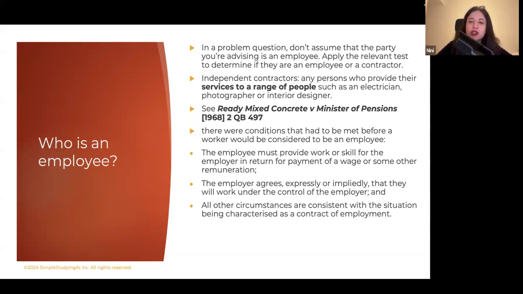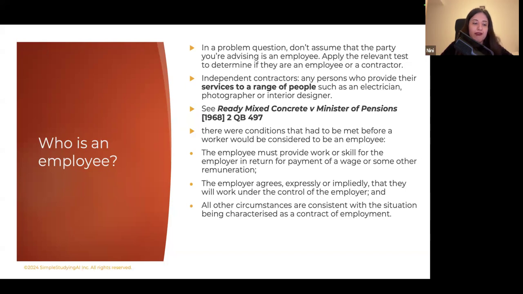The employee must provide work or skill for the employer in return for payment of a wage or some other remuneration. So this is another condition for someone to be an employee. The employee agrees expressly or impliedly that they will work under the control of the employer, and all other circumstances are consistent with the situation being characterized as a contract of employment. So there is a contract of employment, there is control exercised by the employer on the employee, and there is work or skill provided in return for a wage or remuneration. And most important here is the control.